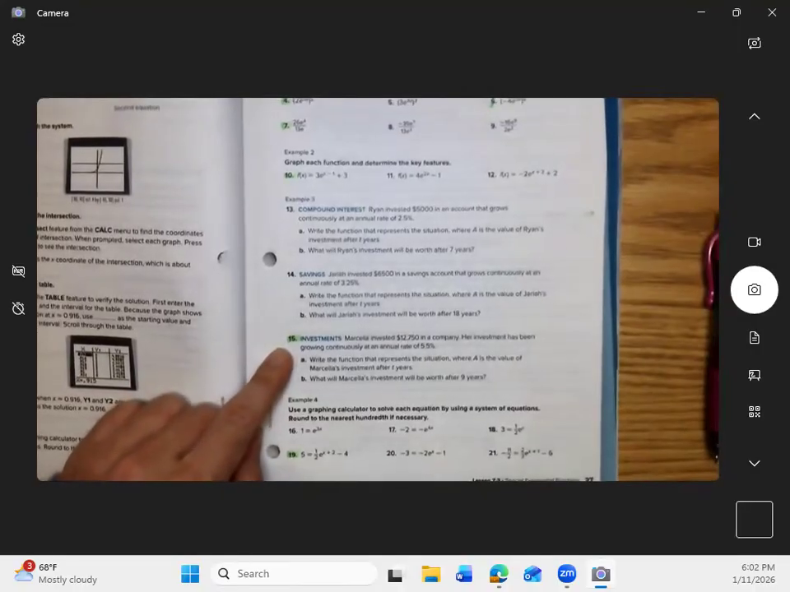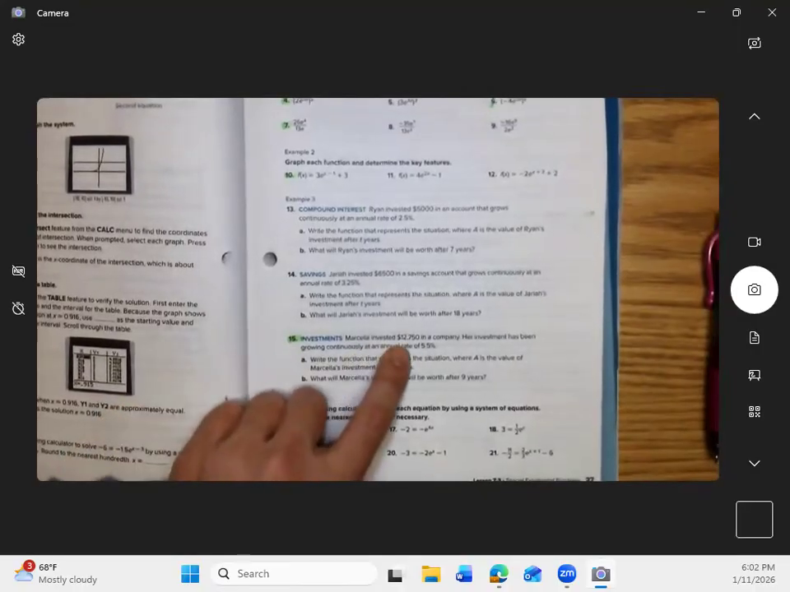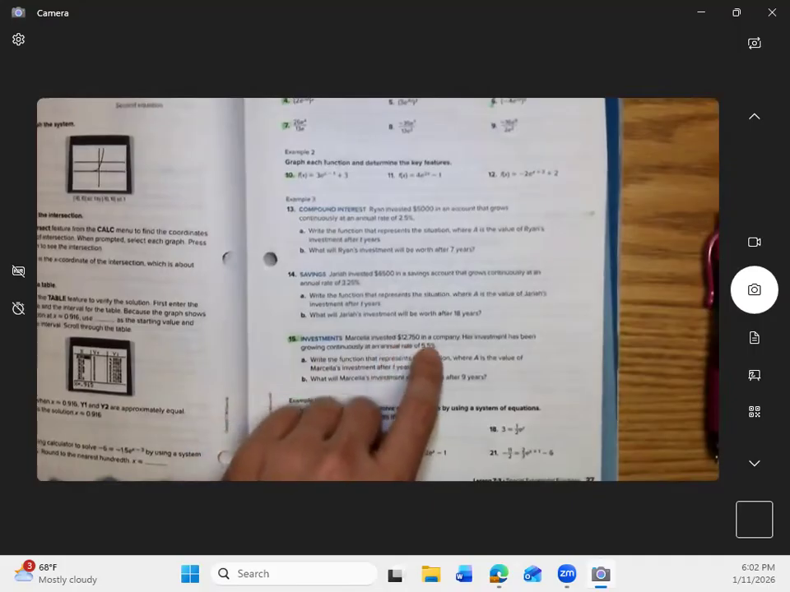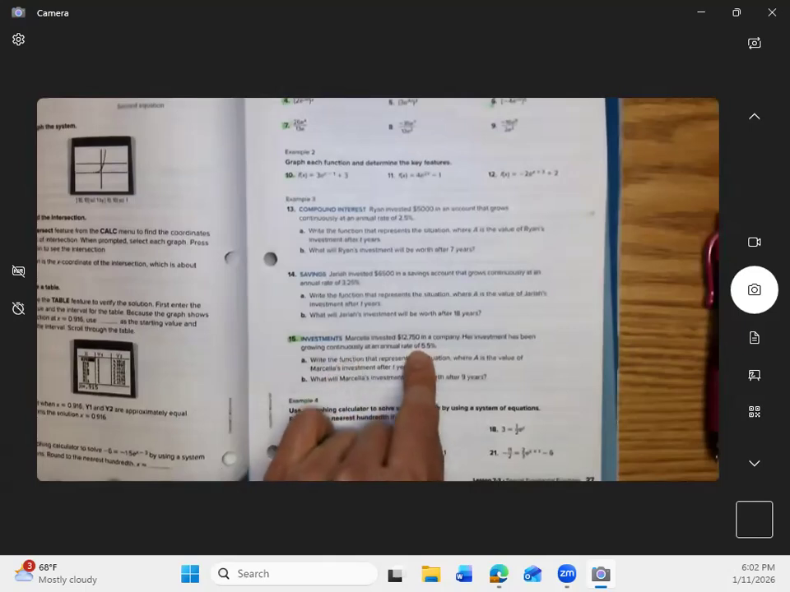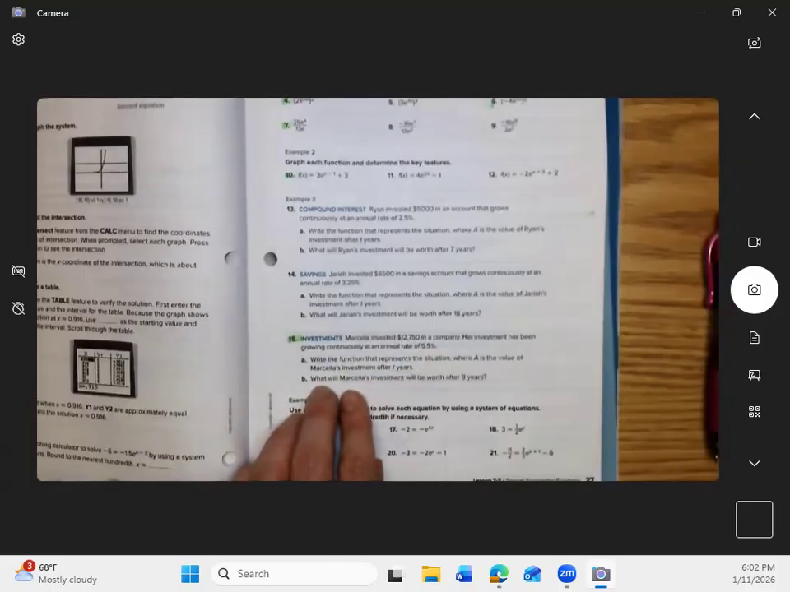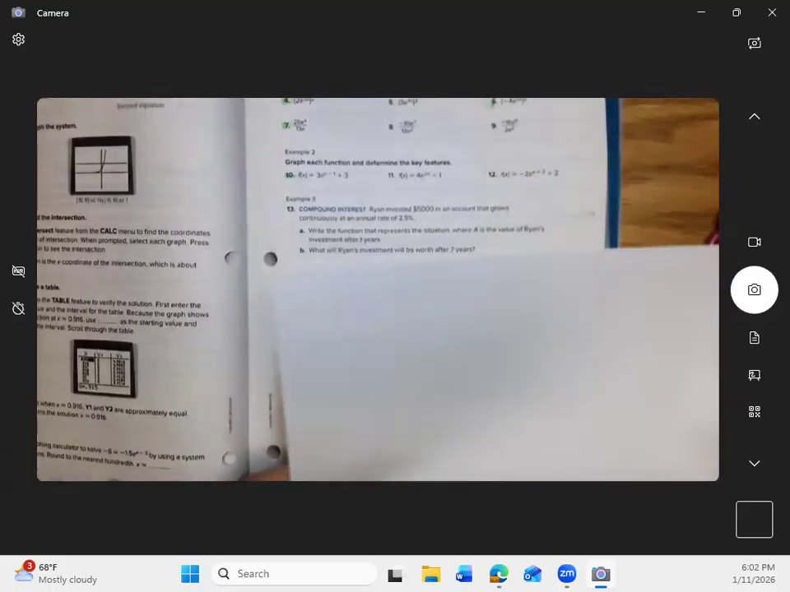Number 15, investments. Marcella invested $12,750 in the company. Her investment has been growing continuously at an annualized rate of 5.5%. Write the function that represents the situation, and what will our investment be worth after 9 years?